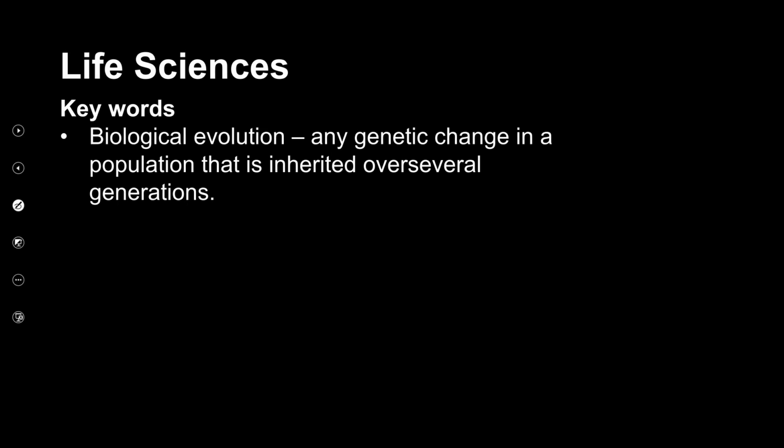First of all, we're going to have a look at what we call biological evolution, because we are talking about living organisms. Basically, biological evolution is where we see genetic changes that take place in a population, and those are then inherited over several generations, and eventually become changes that are fixed in a population.